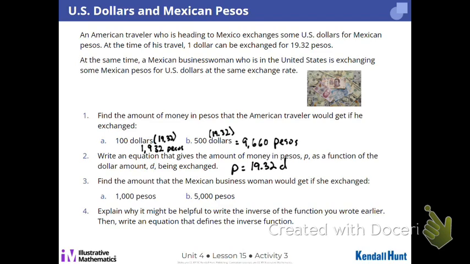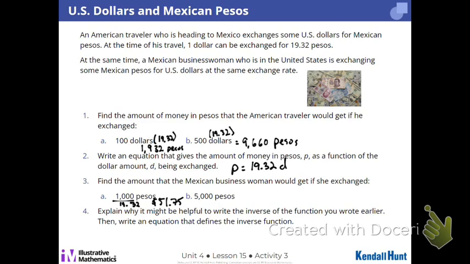JP? D equals. Well, I'm just working on the 3A right now. You have to divide by 19.32. Okay. And then that must be $51.75. Who's got 5,000 pesos into dollars for me?